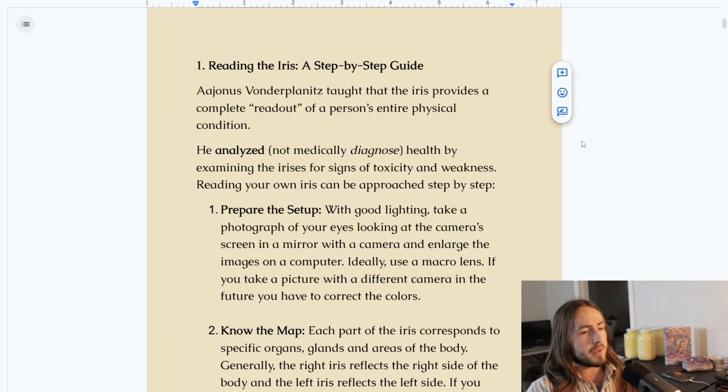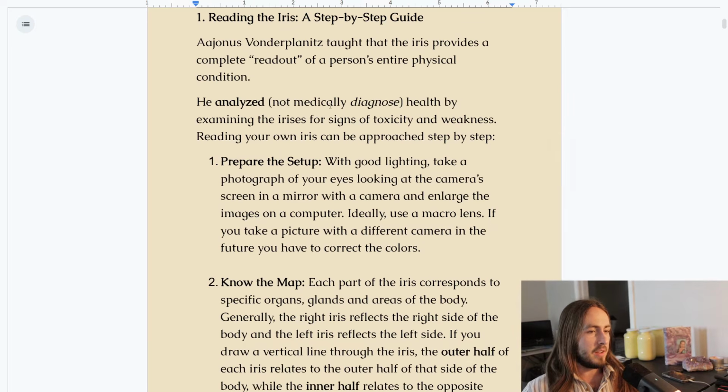Agenus taught that the iris provides a complete readout of a person's entire physical condition. He analyzed, not medically diagnosed, health by examining the irises and palms for signs of toxicity and weaknesses. Reading your own iris can be approached step by step.